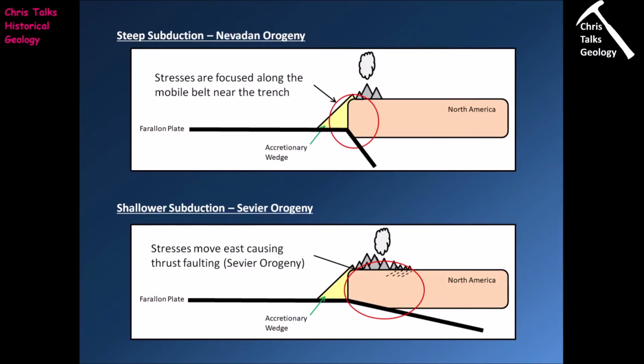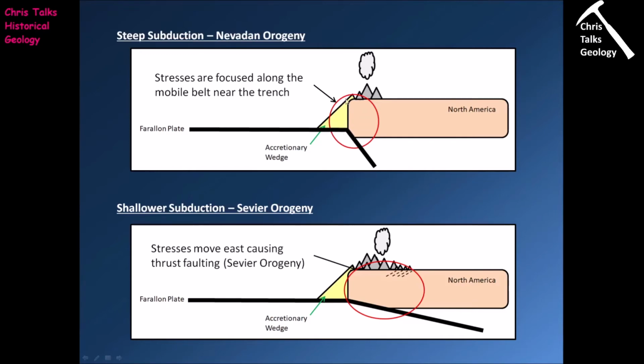So this diagram kind of summarizes the basic situation. At the top here we have the Nevadian orogeny. We have our Farallon plate marked here as a thick black line, which is happily subducting underneath North America, and we have quite a steep subduction zone. So we can see that most of the interface between the two plates is going to be located right here, right at the front edge of the subduction zone.